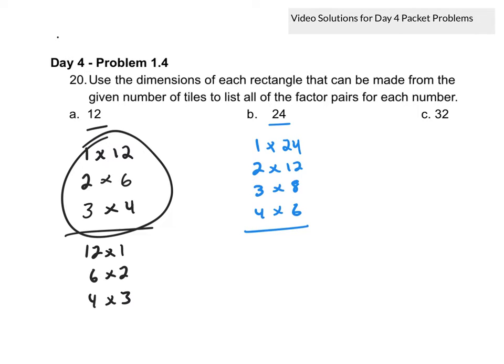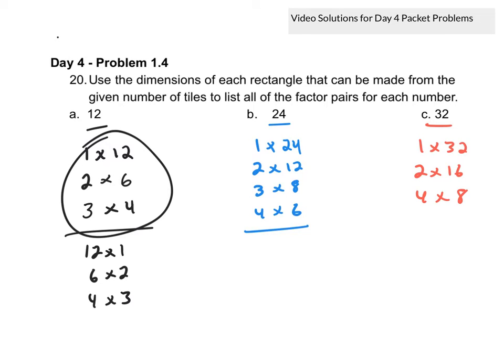Last but not least, 32. We can say 1 by 32, 2 by 16, 4 by 8. I think we got them all.